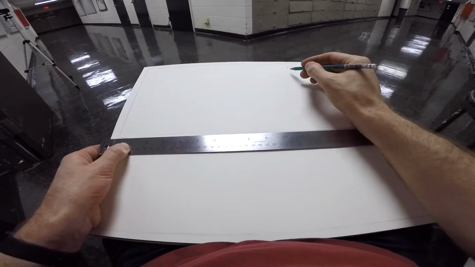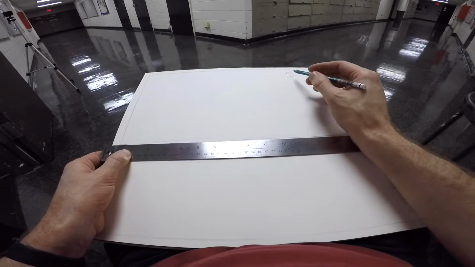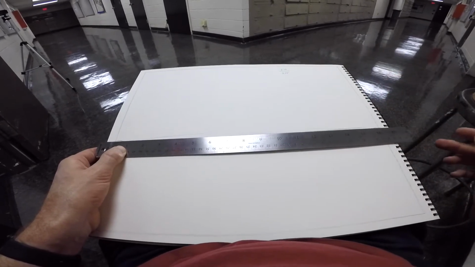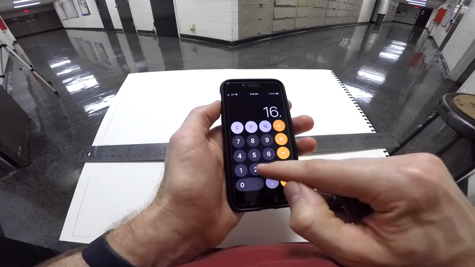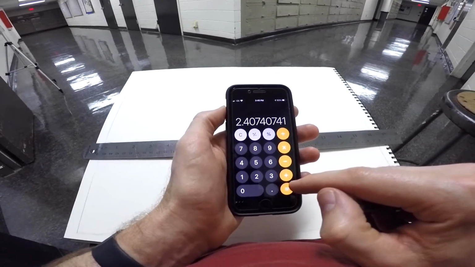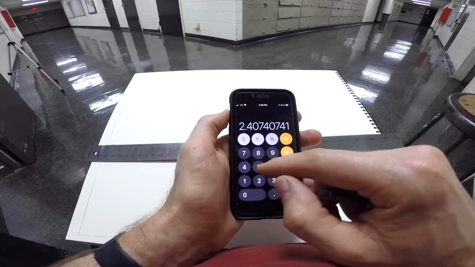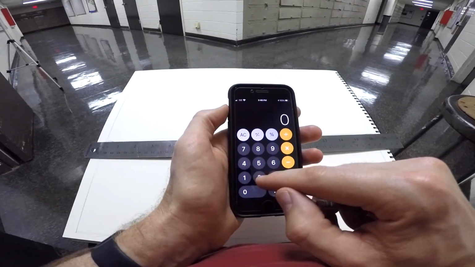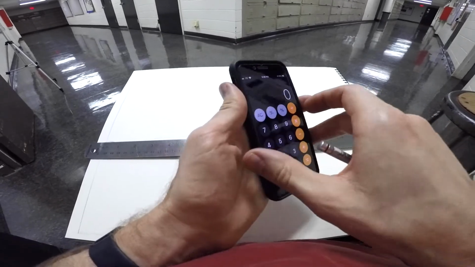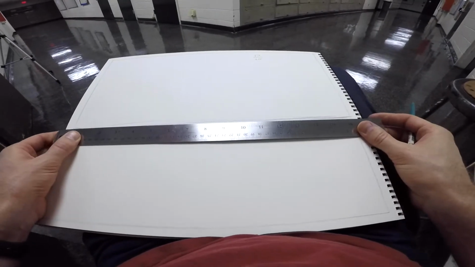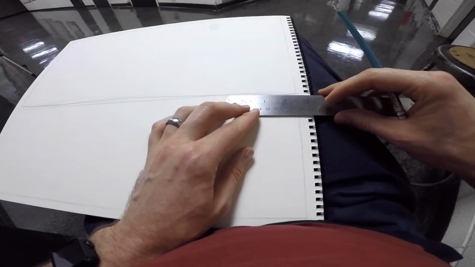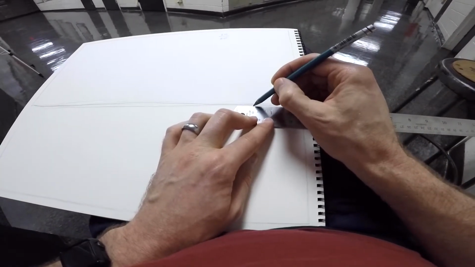I have 16.25 inches. And we want to figure out how many times 6.75 divides into 16.25. Grab your calculator. 16.25 divided by 6.75, you get 2.4, which is close to 2 3/8 of an inch. It's right between 2 3/8 and 2.5. We could think of that as 2 7/16. 7 divided by 16 is 0.4375. So we're going to measure every 2 7/16 of an inch, which is basically right there. And we're going to make a mark on our horizon line.